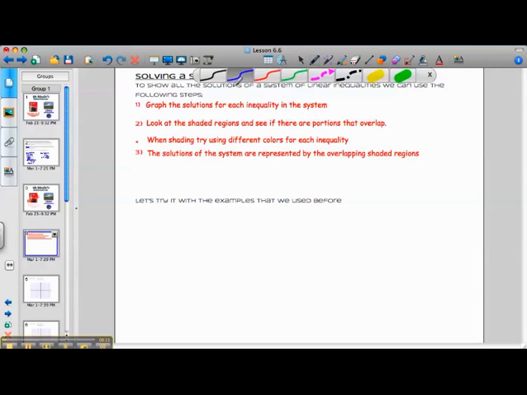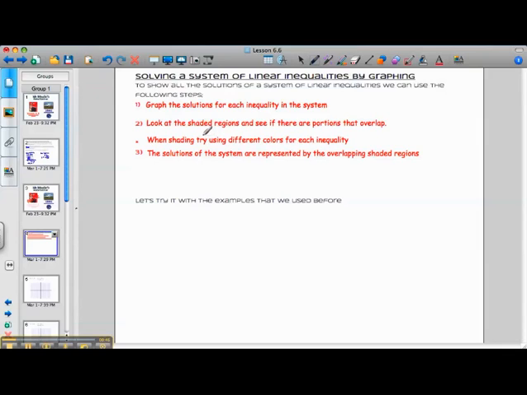On your note-taking sheet, you have some items listed here. To show all the solutions of a system of linear inequalities, we can use the following steps. There's 3 steps I just came up with to help guide you when graphing these. Number 1 is to graph the solutions for each inequality in the system. That's the number 1 thing: we want to look at the coordinate grid and graph each inequality on there, including the shading. Number 2 is we look at the shaded regions and see if there are any portions that overlap.